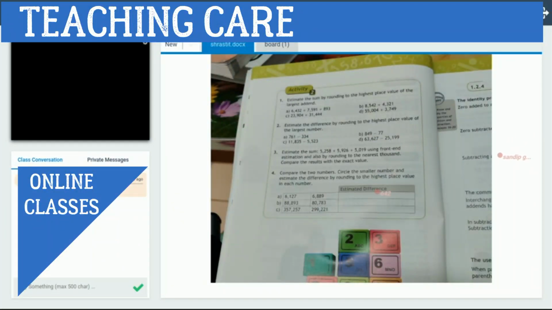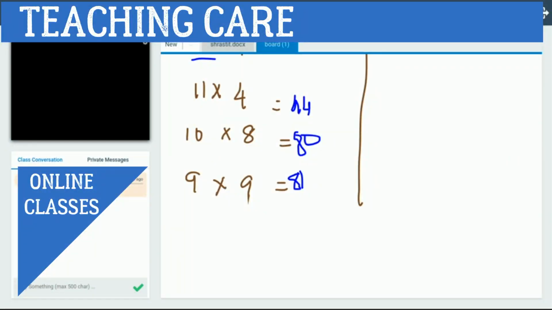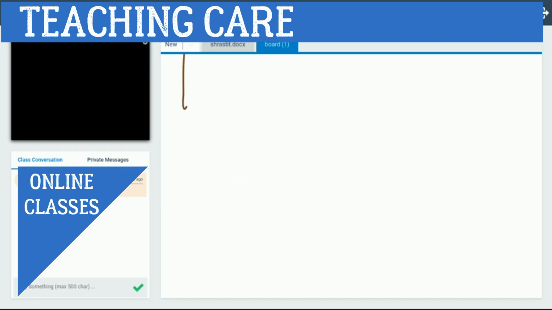Estimating the difference. Okay, I will teach that. Before that, I will give one more. I wanted to ask you one question. Let's see how you answer it. 12 times what is equal to 48? Sorry, it's 4. Yes, you are able to do it.